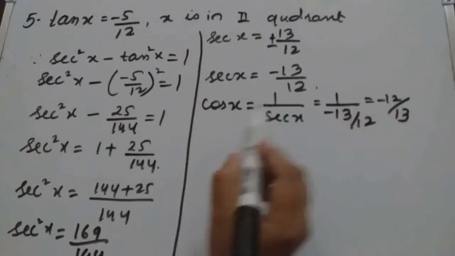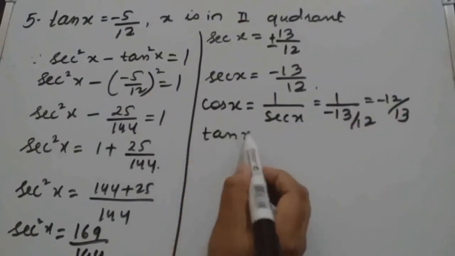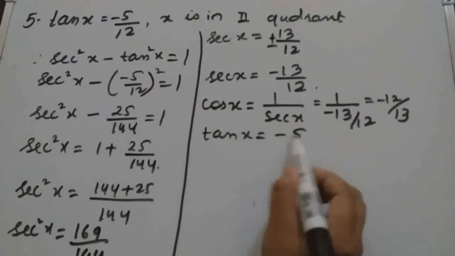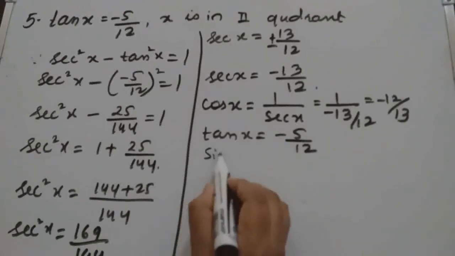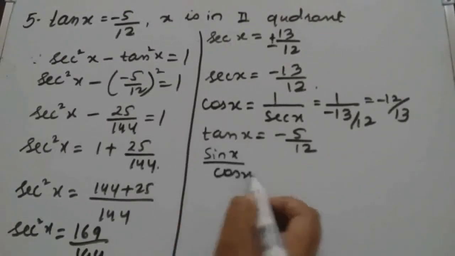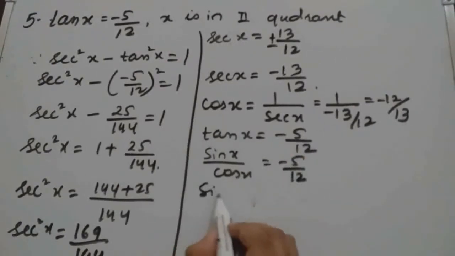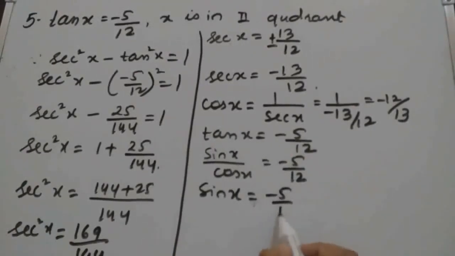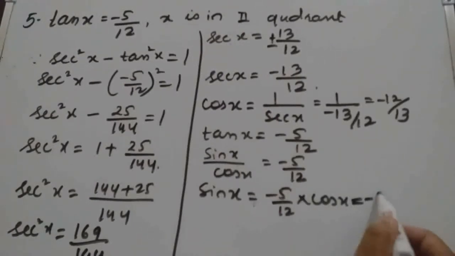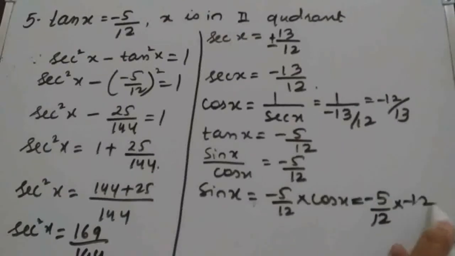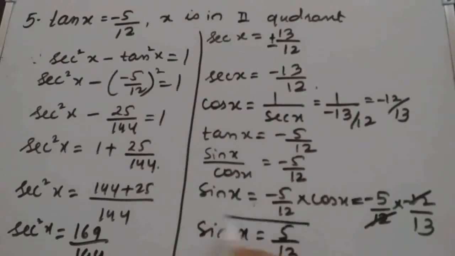Now tan x is given, minus 5 by 12, but we know tan x is what? Sin by cos, isn't it? And now cos also we know, so sin x will be minus 5 by 12 into cos x. So cos x is minus 12 by 13. Minus minus plus, so sin x will be 5 by 13.